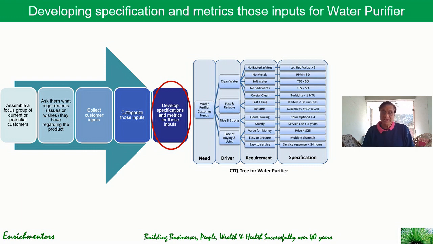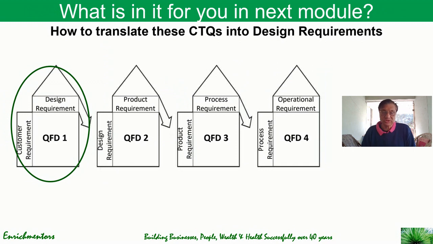So what do we do in the next module? In the next module, we take these CTQs, the product specifications and customer requirements that we developed, and convert them into what is called the design requirements in the first QFD, the QFD1 process. And how do we do that? That will be the subject of the next sections, turning these CTQs into design requirements.